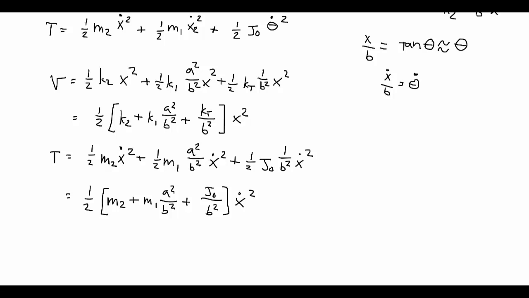Now, v has been rewritten in terms of just my desired degree of freedom, and t has been rewritten in terms of just my desired degree of freedom, x for v, and then its time derivative x dot for t. Now I can go on and apply Lagrange's equation, and we're going to see I'll be able to find the equation of motion for this system.